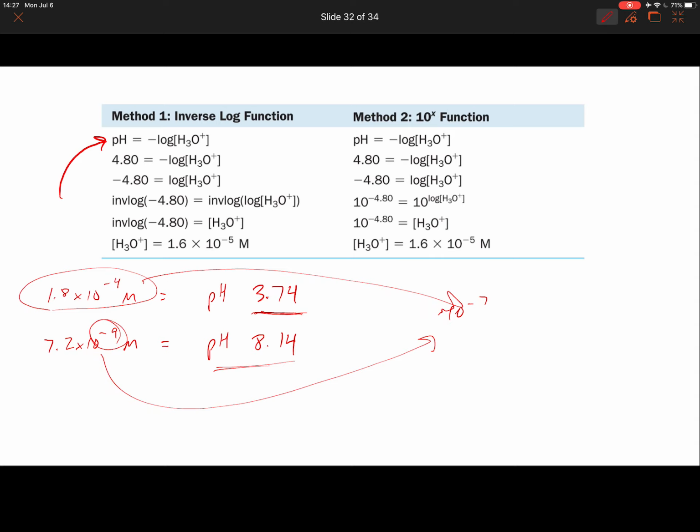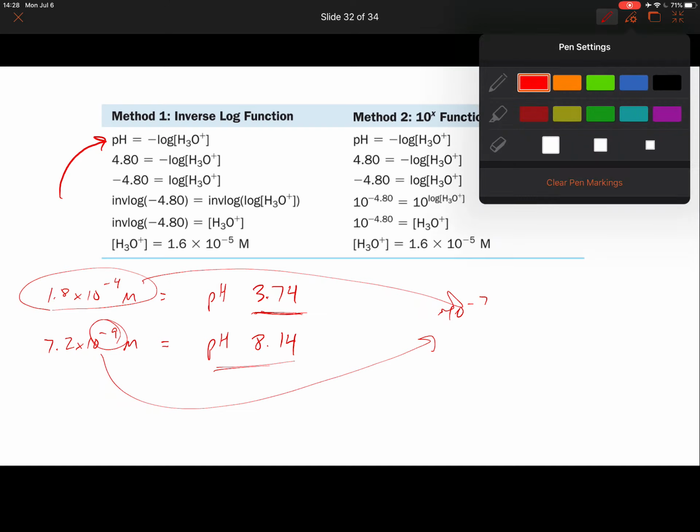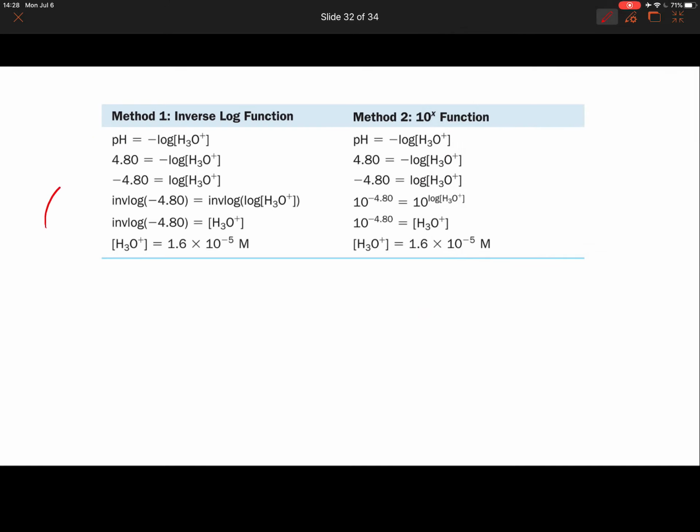Okay, that's calculating pH from hydronium concentration. Now, you can also calculate the hydroxide concentration from the pH. Let's try that. Now, for this one, the equation is actually here. Well, I'm sorry, to show you how to get to the equation, which one is it?